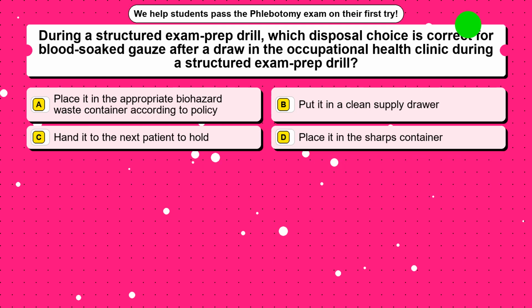Question 89. During a structured exam prep drill, which disposal choice is correct for blood-soaked gauze after a draw in the occupational health clinic during a structured exam prep drill? Option A: place it in the appropriate biohazard waste container according to policy. Option B: put it in a clean supply drawer. Option C: hand it to the next patient to hold. Option D: place it in the sharps container.